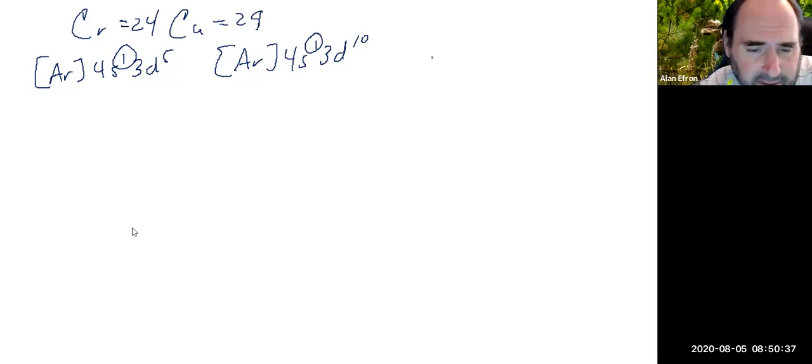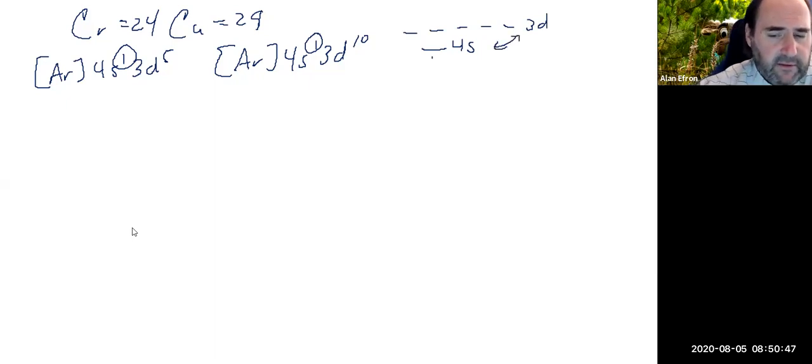And the reason they're able to do that is, again, a reminder that, for example, the 4s and the 3d orbitals are very, very close in energy. And what ends up happening, as we also talked about, is once you start putting electrons into the d orbitals, they actually switch in energy, and the 4s becomes higher in energy than the 3d.